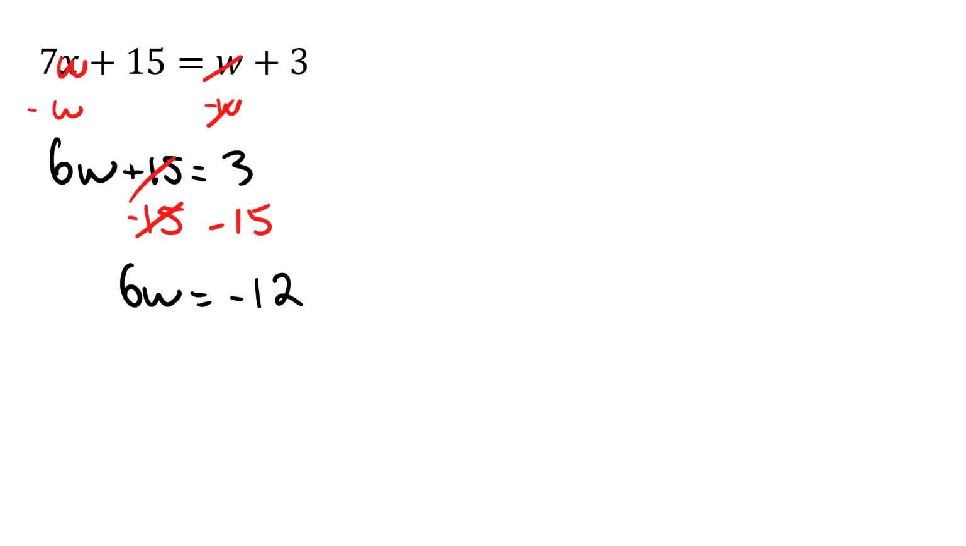Then we want to get rid of that 6 out the front of the w, and because they're connected, it's times. So we're going to divide by 6. We're left over with w equals negative 12 divided by 6, which is negative 2. So again, to recap the video, take one step at a time, get your letters to the left, numbers to the right, one step at a time so you don't make mistakes.